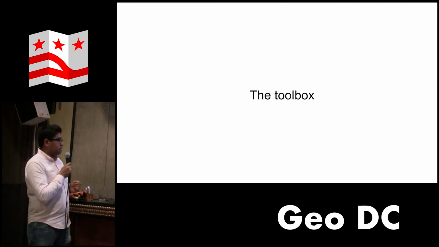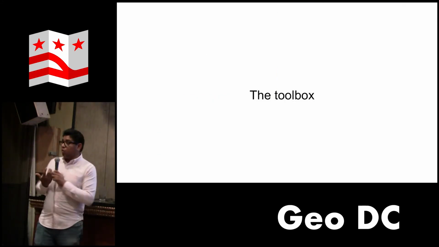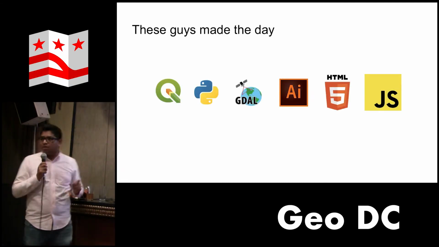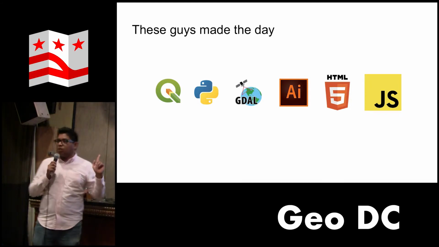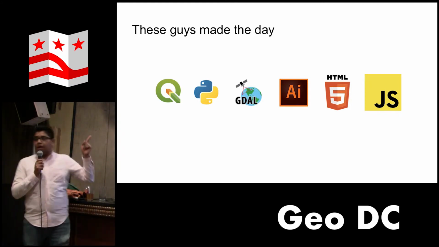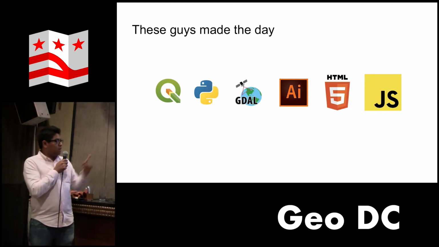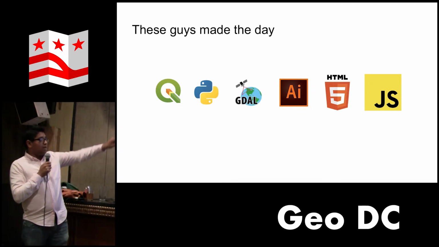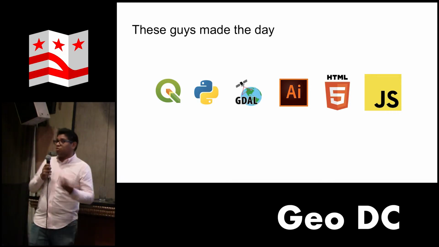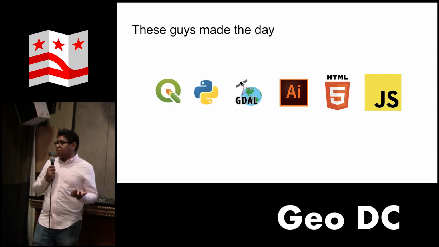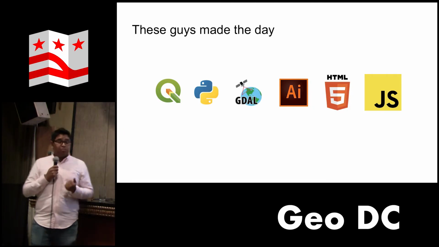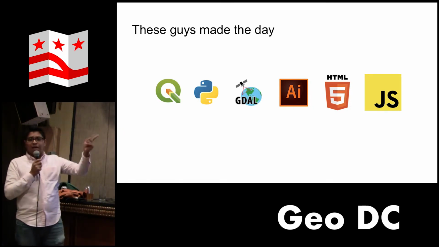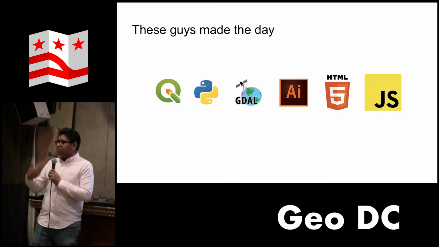The next please. So, what was our toolbox to do this? These guys made the day, obviously. We work a lot with QGIS. We are really comfortable with Python and geodata. In this case, you can use Python and geodata to create automation tools to create maps, it's pretty easy. And after that, Illustrator, HTML, and JavaScript to make the interaction with the scrolling.